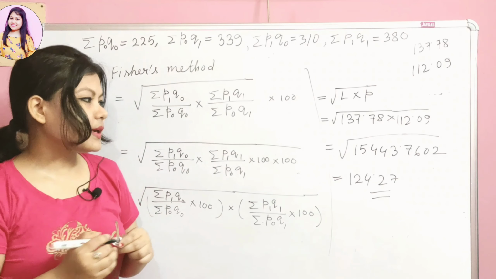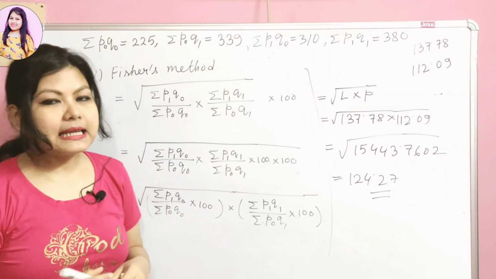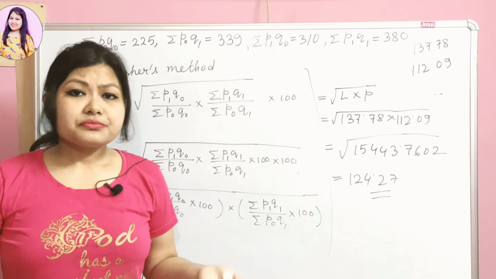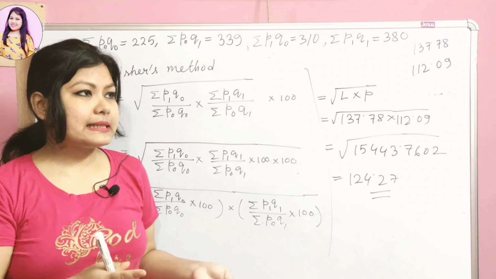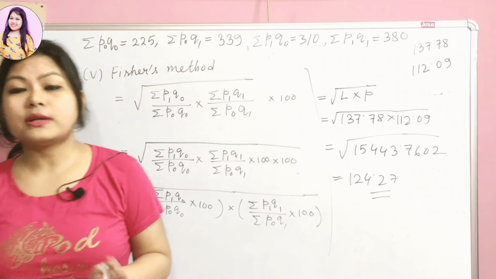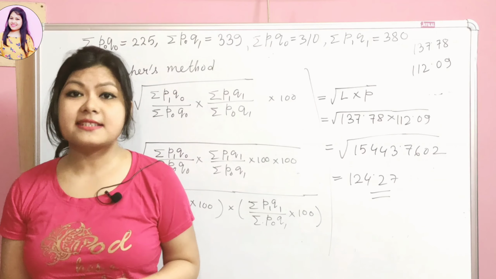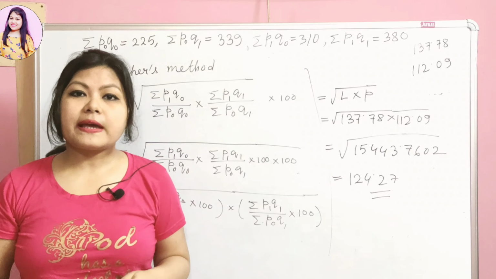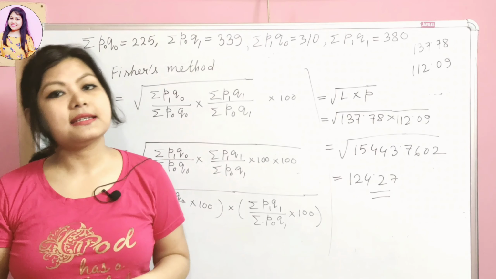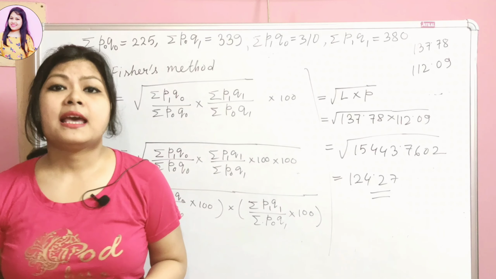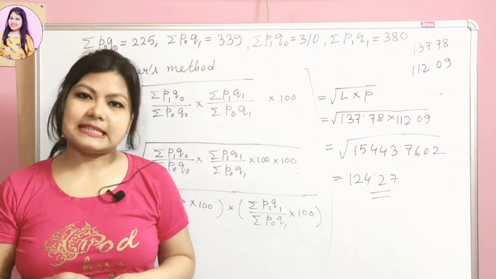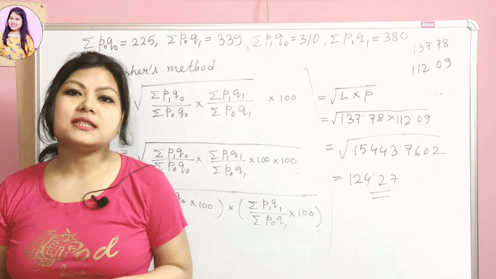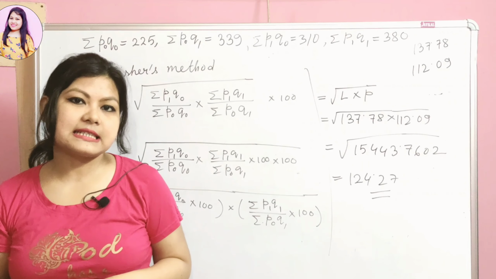So in this way we can solve for the index numbers when the question is given. If you can remember the formula for Laspeyres' index number and Paasche's index number, then you can automatically find out Fisher's index number and the Marshall and Edgeworth index number. So it will be easier for you. In our next video we will discuss the time reversal test.